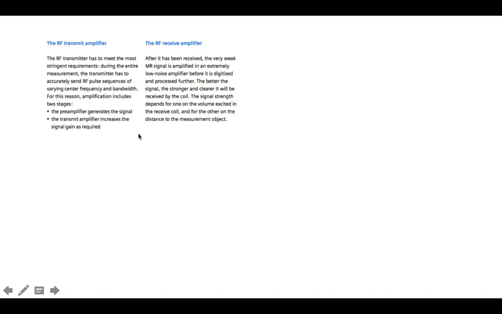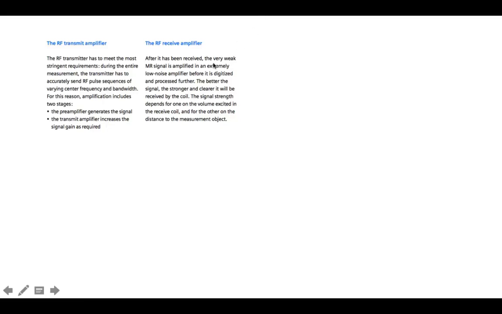So the RF system consists of two things. It consists of a transmitter. The transmitter has to accurately send RF pulse sequences. These pulse sequences can vary in both center frequency and bandwidth. So the RF transmitter has a preamplifier that generates the signal, and then a transmit amplifier that increases the signal gain as required.